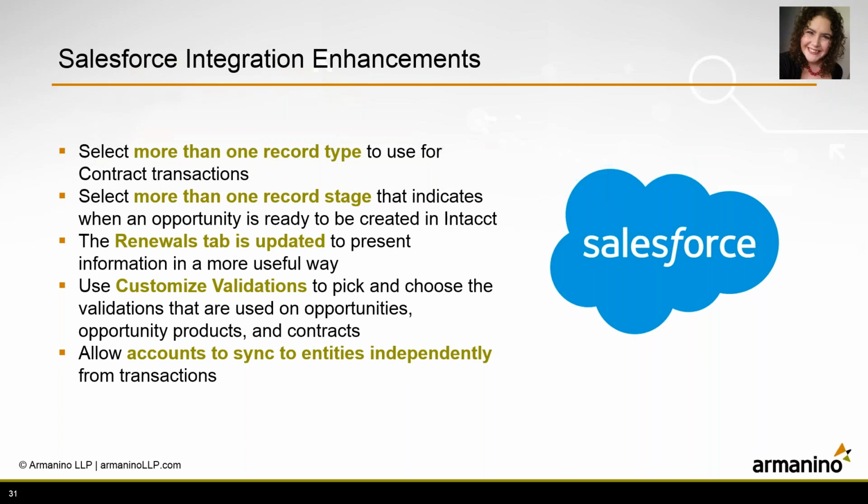You can also select more than one record stage to indicate when an opportunity is ready to be created in Intacct. So if you have several different opportunity stages that may sync at different times or for different workflows, that is also going to be helpful. The Renewals tab is updated to present information in a more useful way. They've grouped like things together on that menu page. So now you'll notice that it has been moved around, but all the fields have been preserved.